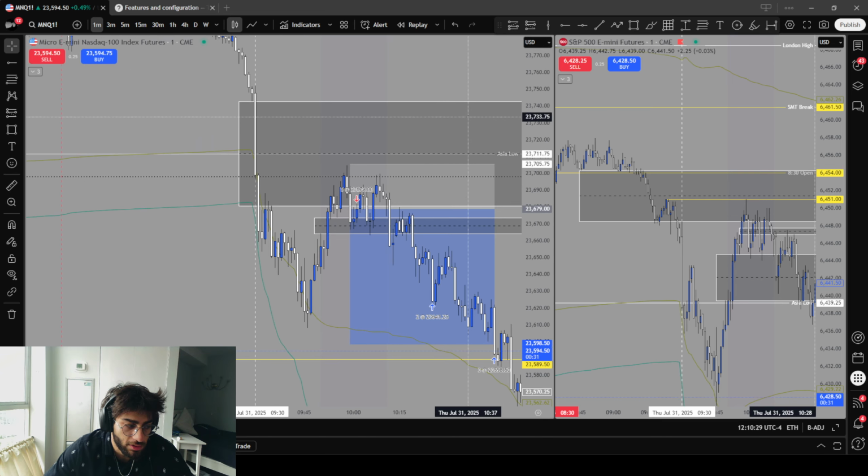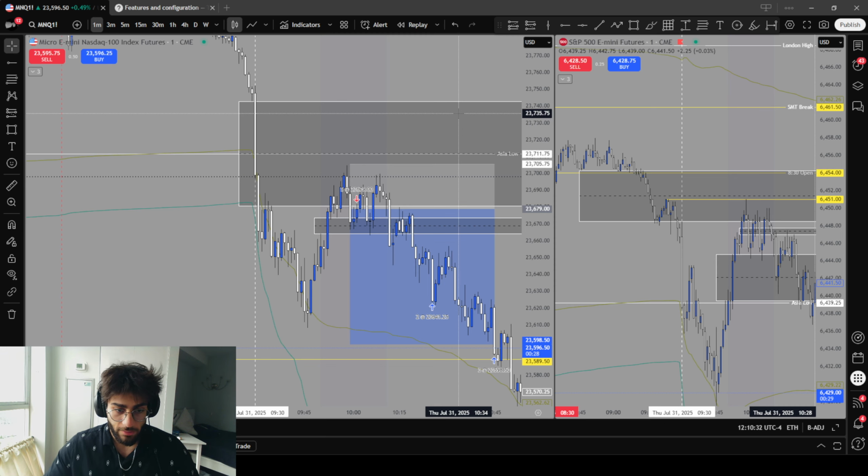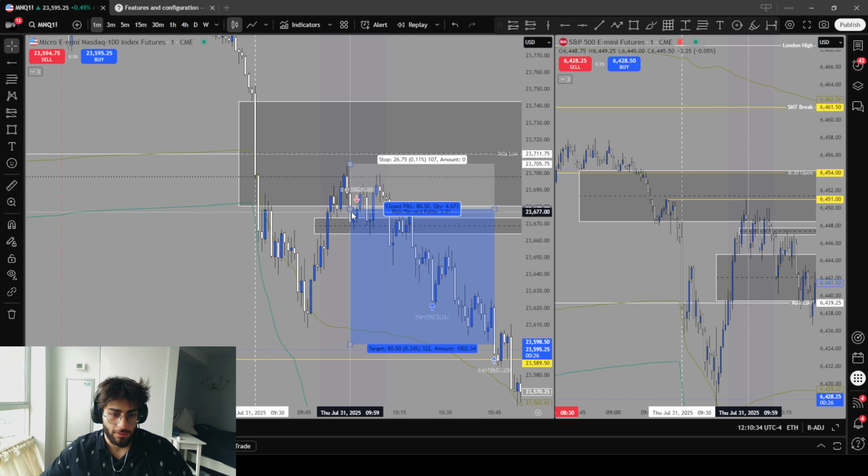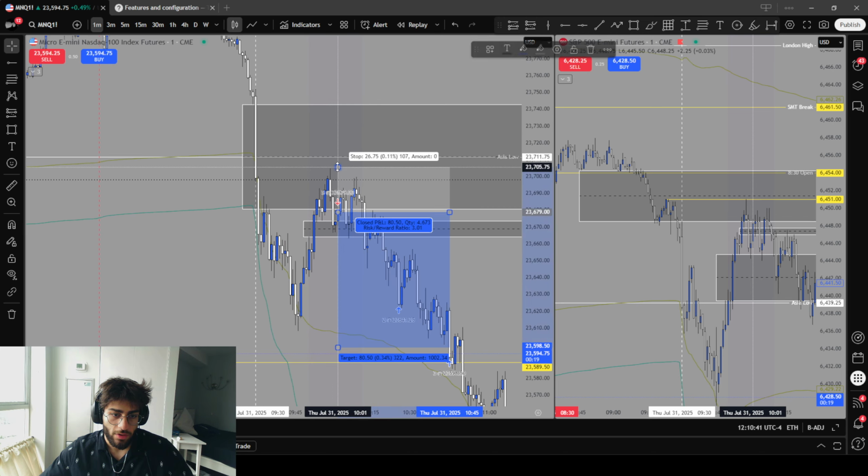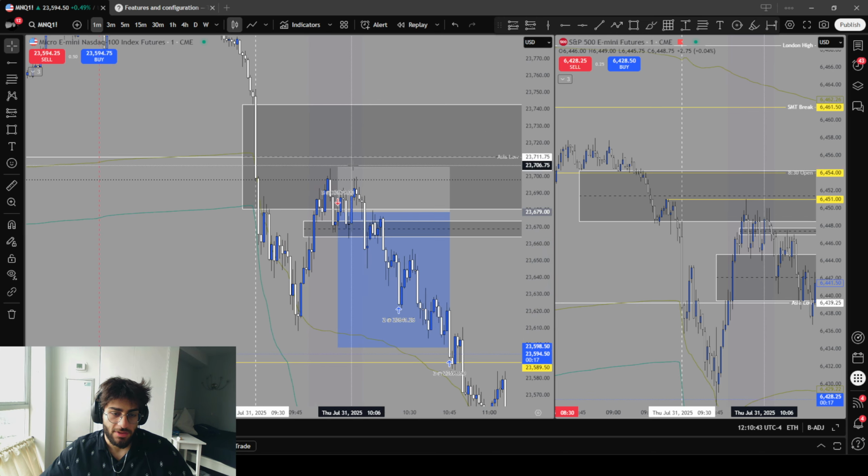So I'm not going to get so in detail with my entry model, but my entry model did play out right here at 679, this candle, and I took my entry. Where did I set my stops? Just above these recent highs.